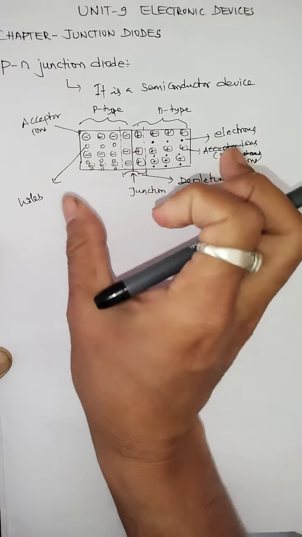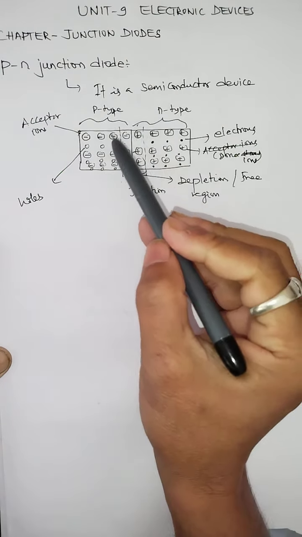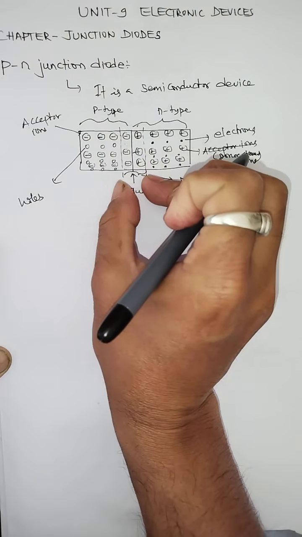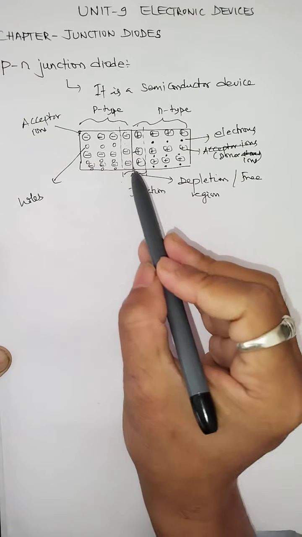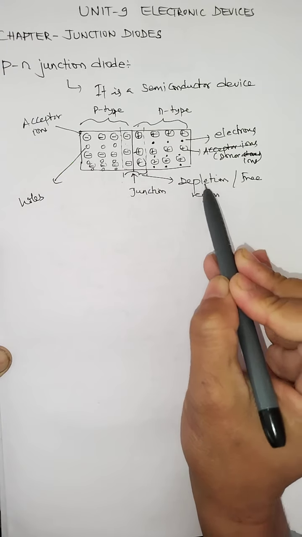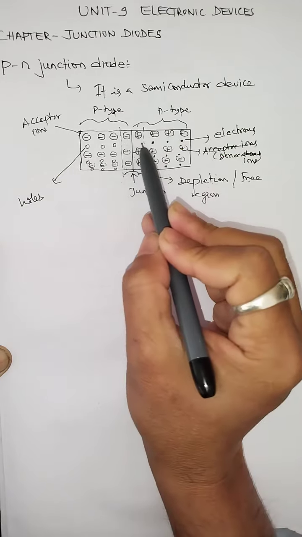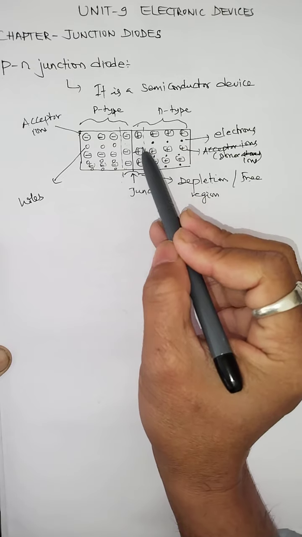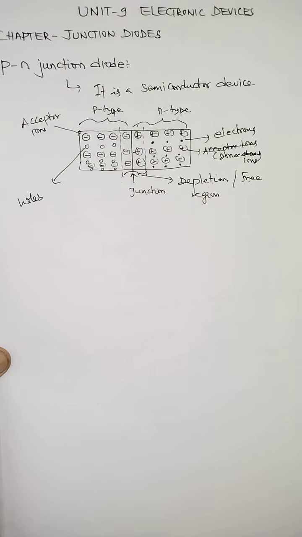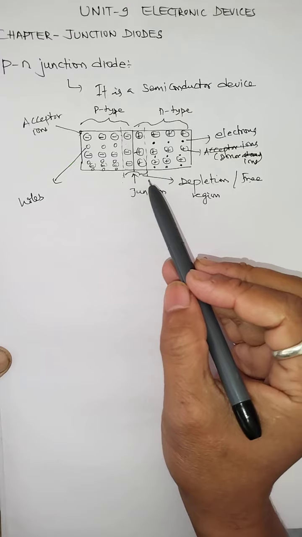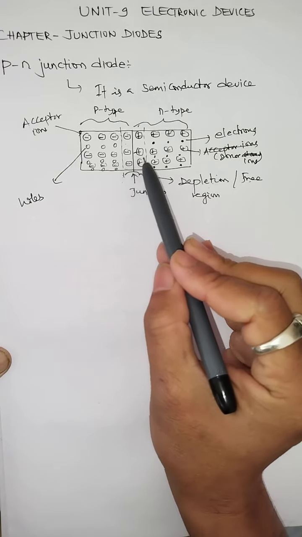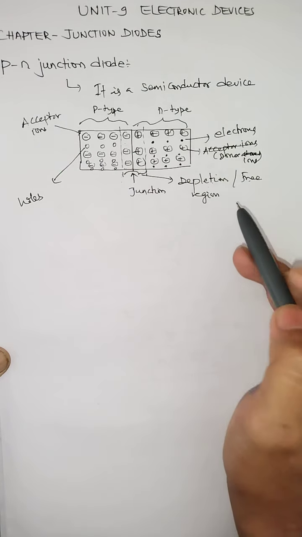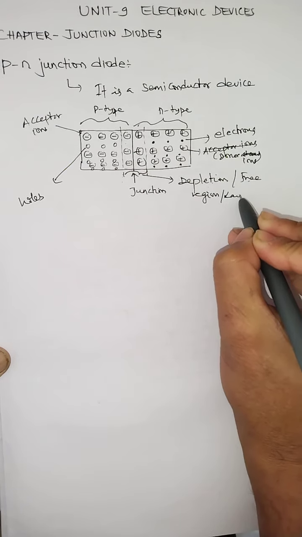But as soon as the p-n junction diode is formed, diffusion of electrons and holes takes place near the junction, creating a region free from electrons and holes. This region is called the depletion region. Depletion means free of charge carriers, but ions are created, negative ions at one end and positive ions at the other. A region or layer formed due to the diffusion of holes and electrons near the junction is also called the depletion layer or depletion region.